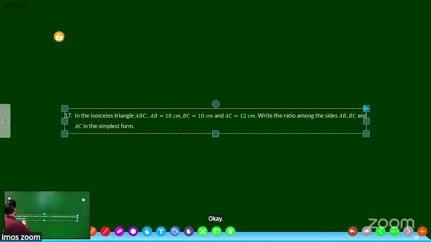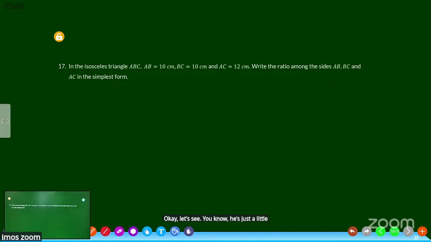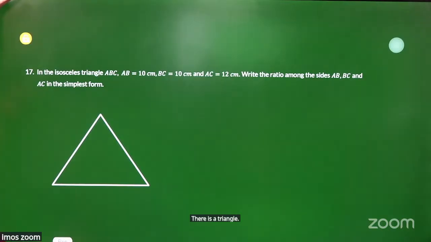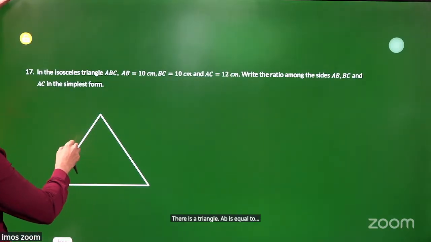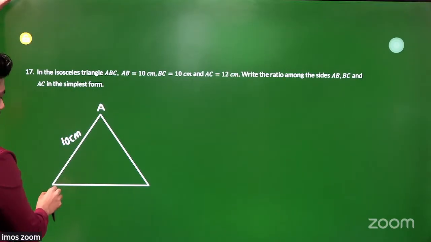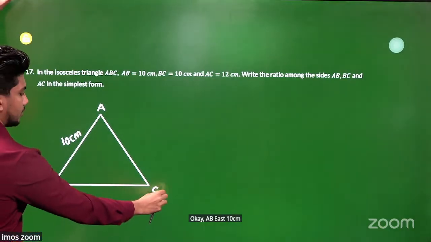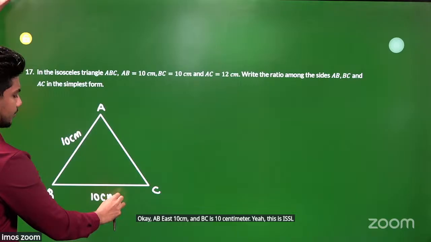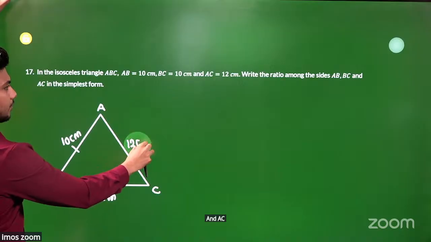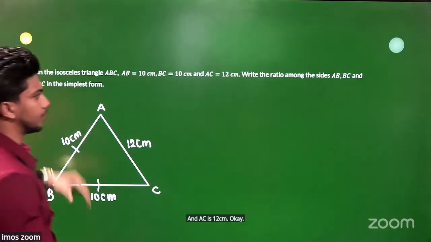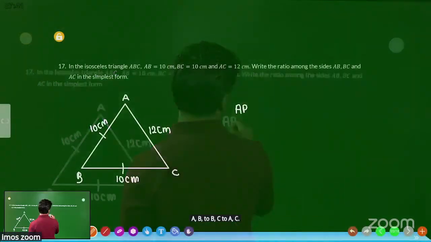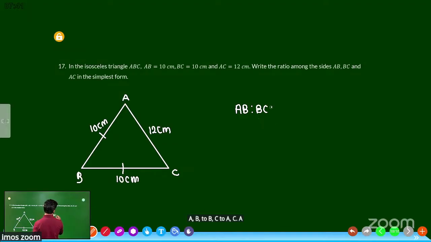Okay, let's see an isosceles triangle ABC. AB is 10 centimeter and BC is 10 centimeter. This is an isosceles triangle because two sides of this triangle are equal to each other. And AC is 12 centimeter. Write down the ratio of the sides, AB to BC to AC.